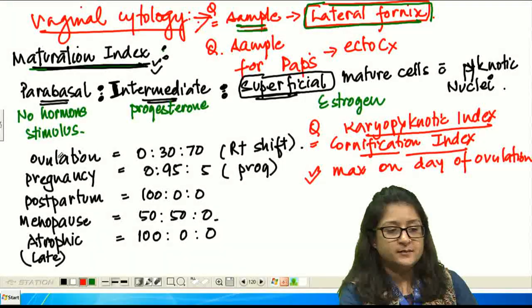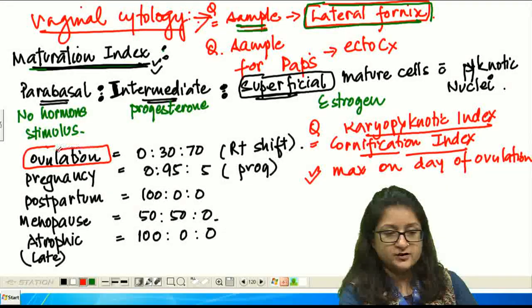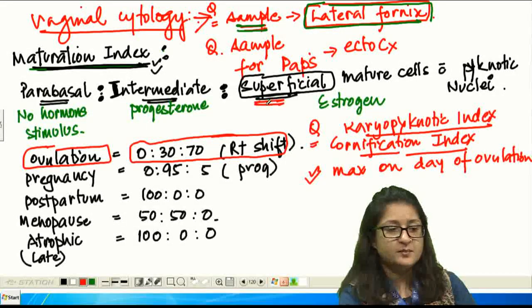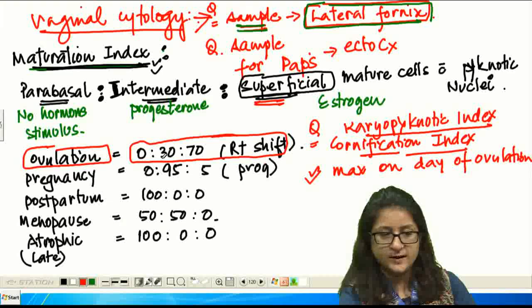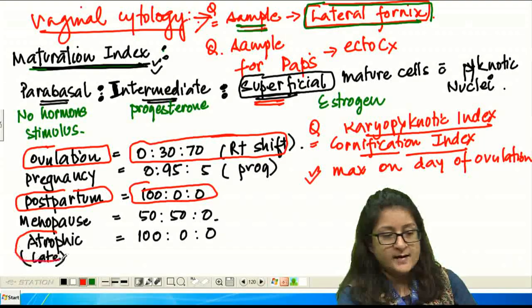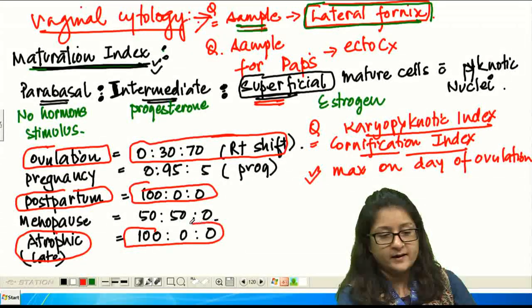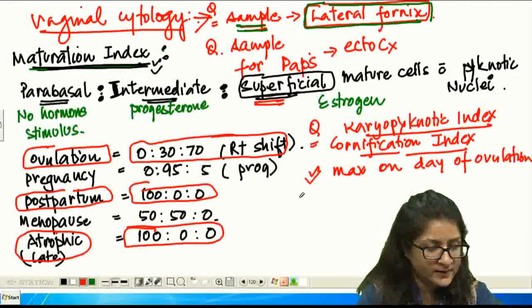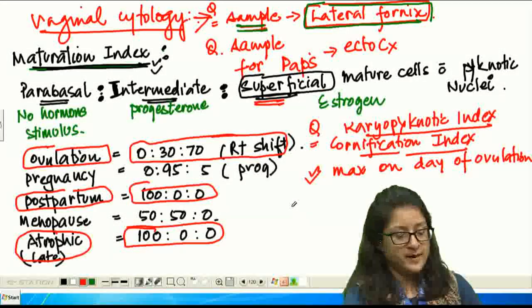Similarly, you should also remember the maturation index on the day of ovulation, it shifts to right. There are more superficial cells as compared to the intermediate cells, alright. Similarly, postpartum, again it is parabasal cells that predominate. Late menopause, atrophic, again it is the parabasal cells which predominate. So these are the important points that you have to remember. All right.